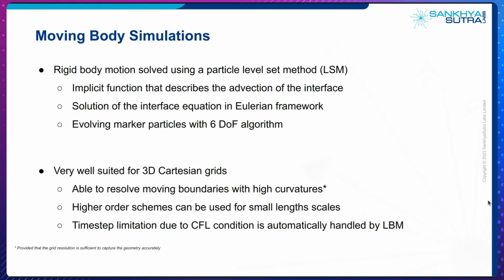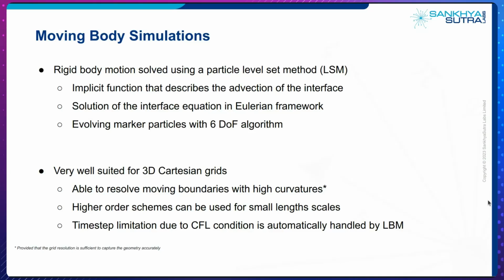Like I said, we'll be using K is equal to 0.005 for our simulations. So we use the particle level set method for our rigid body motion, and this basically is an implicit function that describes the advection of an interface. So the interface is basically the interface of the STL surface and the grid that you have. And the solution is done in an Eulerian framework with marker particles evolving with a 6 degree of freedom algorithm.